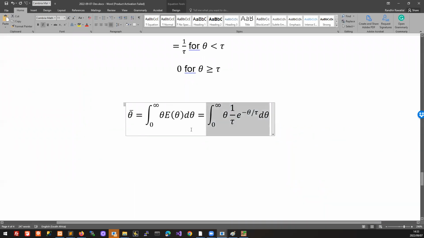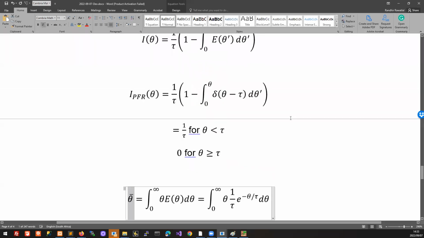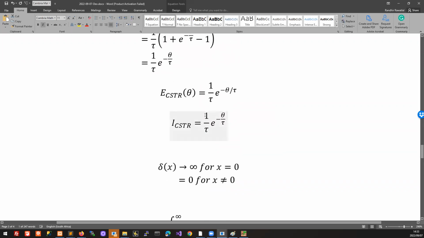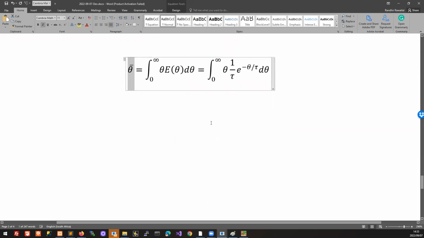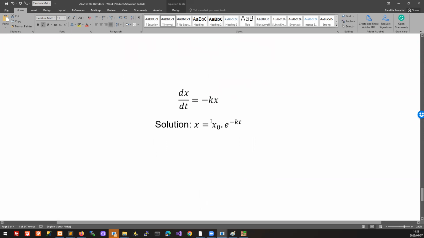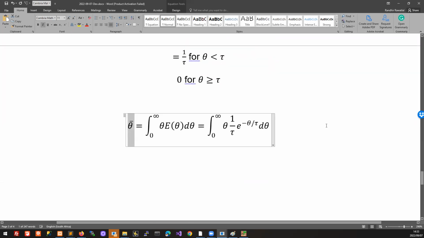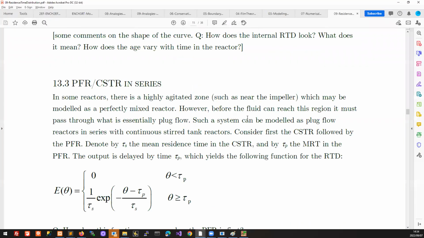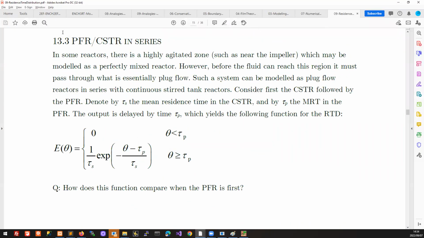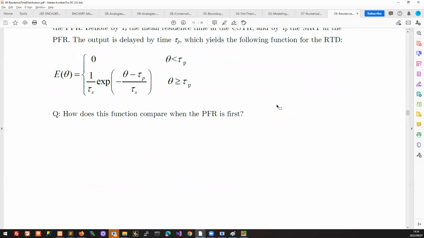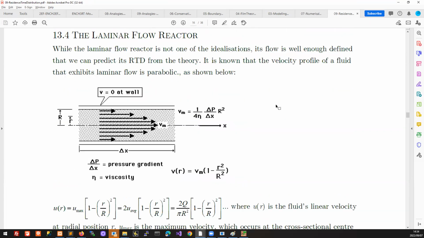So see if you can prove theta bar equals tau. And then if you do the same for the PFR, you will also get theta bar equals tau. So you can prove that the average age is the same as the space-time. I think I'll just put out some notes about that. Okay, we'll come back to this CSTR PFR in series.